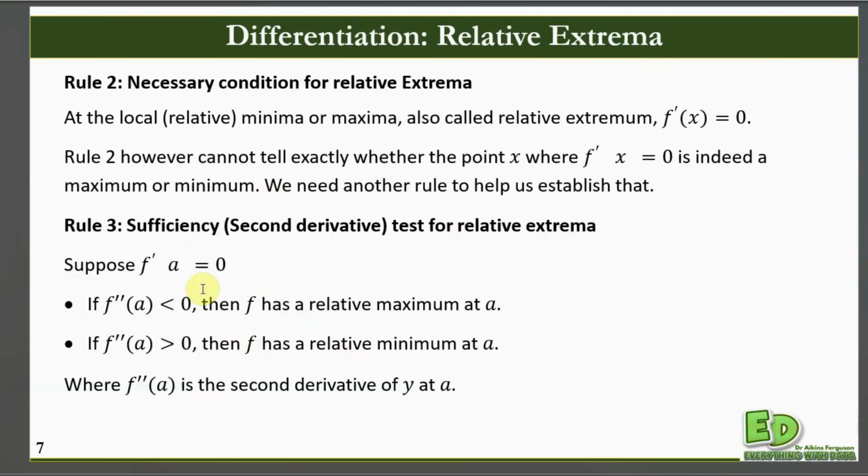If you take the second derivative and it's less than 0, then the point is a relative maximum point at that value, say a or x. But if you take the second derivative of what you differentiated and it's greater than 0, then the point is a relative minimum point, where the second derivative of y at a is greater than 0, right? So basically this is the general idea: take the second derivative of what you have. If it's less than 0, it is a maximum point. If it's greater than 0, it is a minimum point, right?